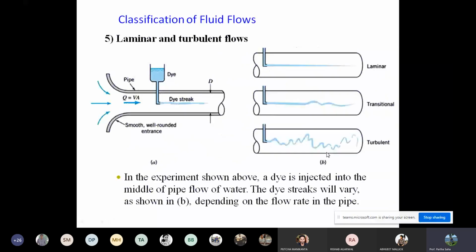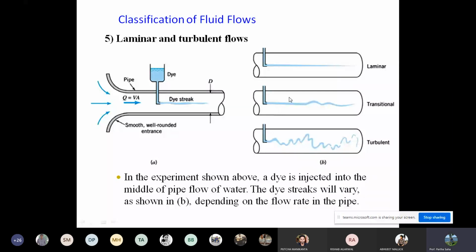Let us look in a better way at how laminar flow and turbulent flow develop. So we have shown an experiment here. As you can see, a fluid is flowing through it. The volumetric flow rate is given by the volume of the liquid flowing across the area. This is a smooth, well-rounded entrance. There is no disturbance or resistance at the wall. This is the pipe with the fluid flowing through it, and if I inject a dye, what is going to happen? The dye is going to make a streak as the fluid flows.